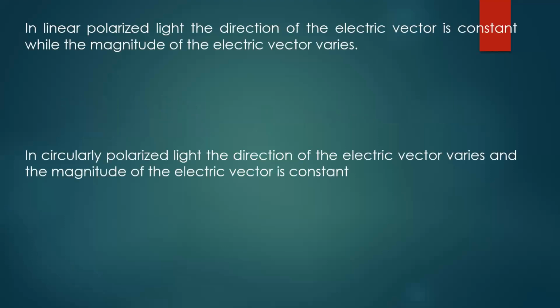We all know that there are two different types of light, the linear polarized light and the circularly polarized light. So what is the difference between the two? In linear polarized light, the direction of the electric vector remains constant, while the magnitude of the electric vector keeps varying. Whereas in circular polarized light, the direction of the electric vector keeps varying and the magnitude of the electric vector is constant. These are the two main differences between normal linear polarized light and circular polarized light.